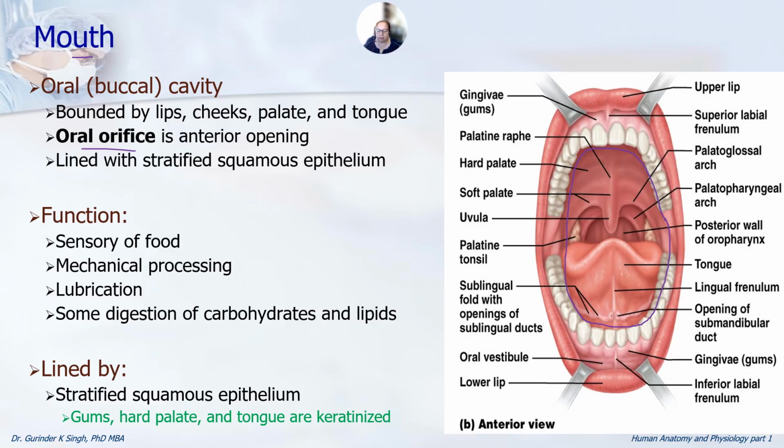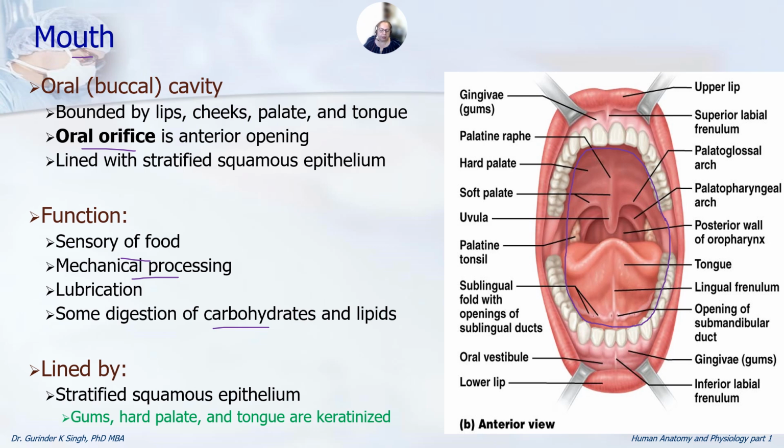The function of the mouth is sensation. The sensation of the food means the touch of the food too, and also taste. We also know that the taste buds are present in the mouth. It also does mechanical processing. It also lubricates the food, and also digests some carbohydrates and some lipids, because we do have amylases and lipases which are secreted by the salivary glands as well as in the mouth, which is the lipase.